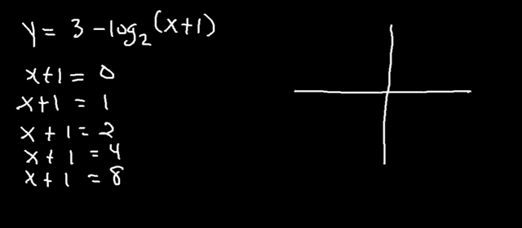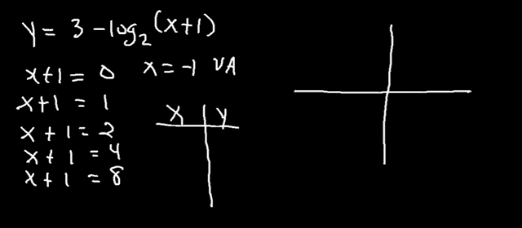Alright, so for the first one, x is negative 1. We just got to subtract each number by 1. And that's the vertical asymptote. But let's make our table first. So for the second point, 1 minus 1 is 0. The next one is 1, and then 3, and then 5.